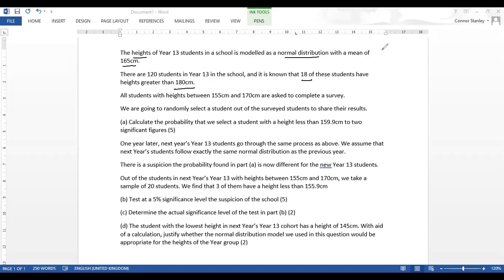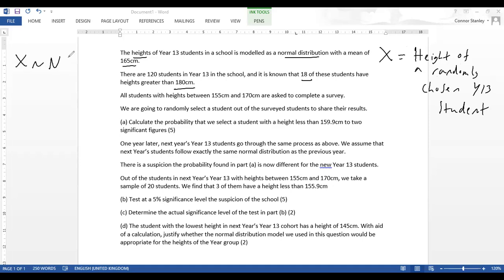So we've got this normal distribution X. Let's make a note of this here. I'm going to be really specific about this. X is the height of a randomly chosen year 13 student. And X has a normal distribution with a mean of 165. And do we know about the sigma? No, we don't know the sigma. I'm not giving the sigma in this question.